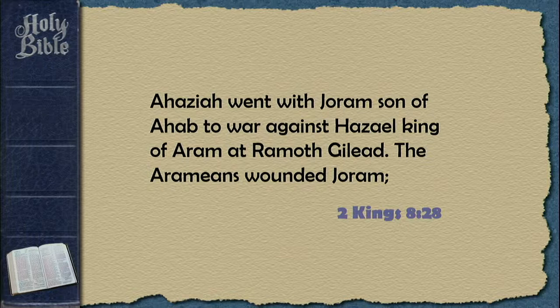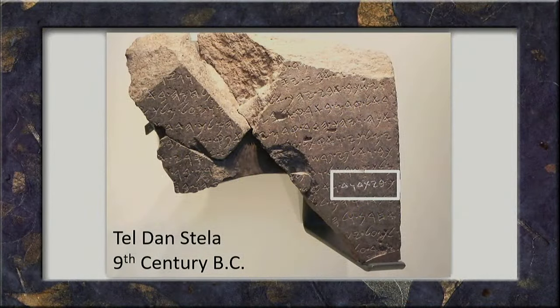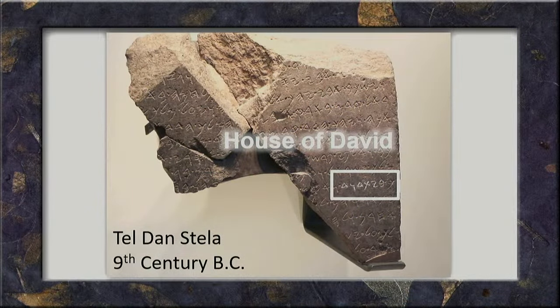Well, we know from 2 Kings 8:28 and 2 Chronicles 22:5 that Jehoram, king of Israel, and Ahaziah, king of Judah, were both defeated by Hazael. However, the most important aspect of the Tel Dan inscription is that it contains a reference to the house of David, which is the first historical evidence that we have of King David found outside the Bible, period.